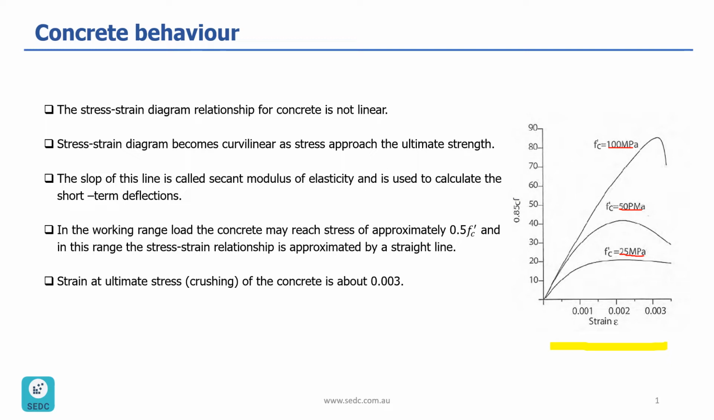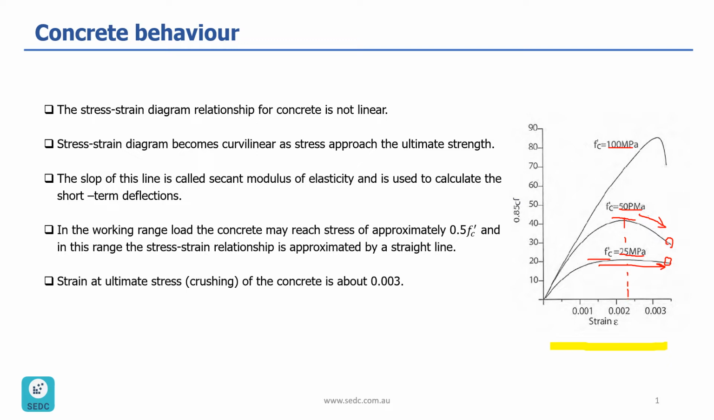For 25 MPa, the ultimate strain is happening somewhere here. And then after that, there's a long way until the concrete crashes at the end. For 50 MPa, the ultimate strain is happening at a higher level of strain. And then after that, concrete is going to lose its strength and it's going to fail at the end.